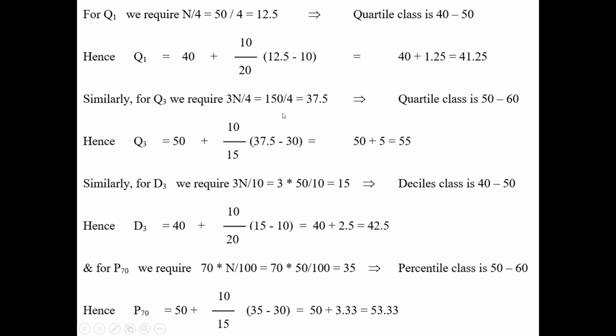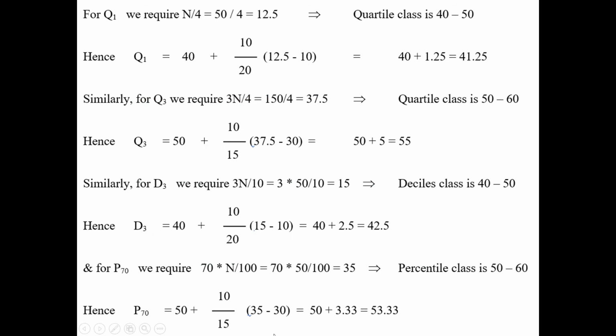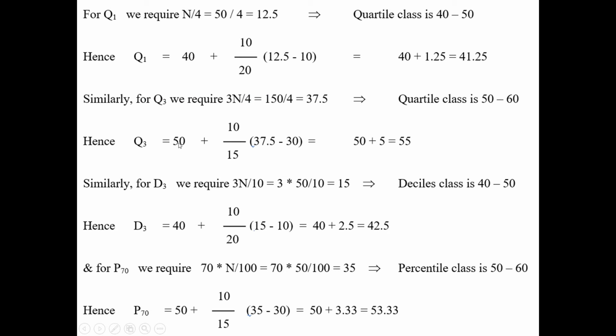Similarly for Q3, we require 3 times n by 4, that is nothing but 150 by 4, 37.5. So from 37.5, which cumulative frequency is more? 45. So the quartile class is 50 to 60, corresponding to 45. So Q3 is equal to 50 plus 10 by 15 times (37.5 minus 30), it becomes 55.